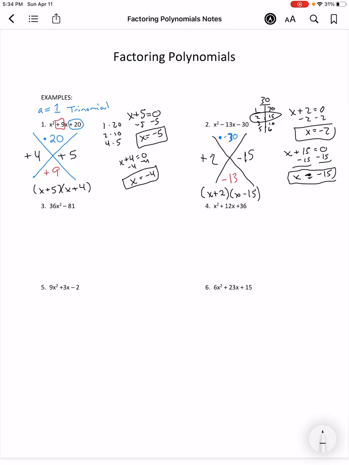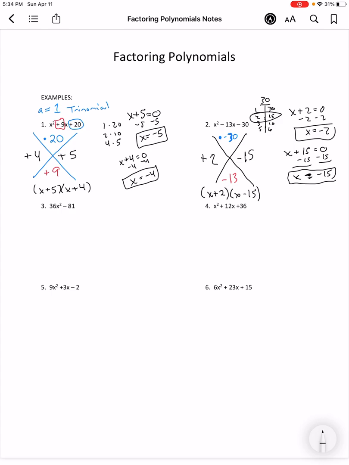All right, looking at number 3, I have something a little bit different. I don't have a trinomial, I have a binomial. And in that binomial that I have, I notice that there's a subtraction symbol between them. And so when I see a subtraction symbol in a binomial and they're asking me to factor, I want to check the numbers. I want to look and see, does 36, is it a perfect square? And then I want to ask myself, is 81 a perfect square?